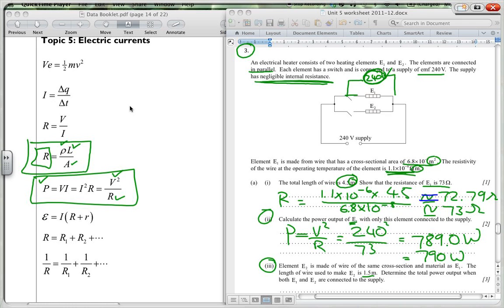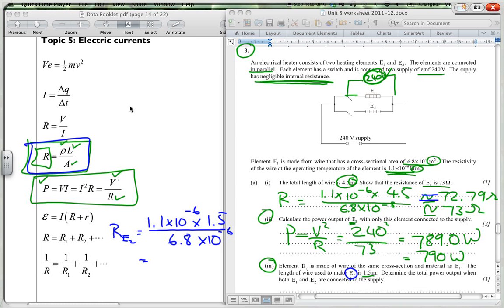So what we're going to have to work out firstly here is the resistance of E2. So if I just work over here, the resistance of E2, we're going to be using that formula again. We're going to have the same resistivity, so that's 1.1 times 10 to the negative 6 times, but instead of 4.5 we now are at 1.5, and we're going to divide it by the same cross-sectional area, 6.8 times 10 to the negative 8.